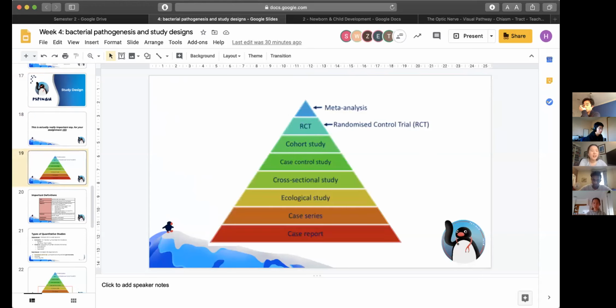So basically, when people think of study design, they usually think of this pyramid. You've got your bad types of study design down here at the bottom, and the ones that we are aiming for at the top here. So obviously the gold standard is the randomized control trial. And then next year, when you're in year 2 doing evidence-based medicine, you're going to be doing a lot more on the very top one, which is meta-analysis.